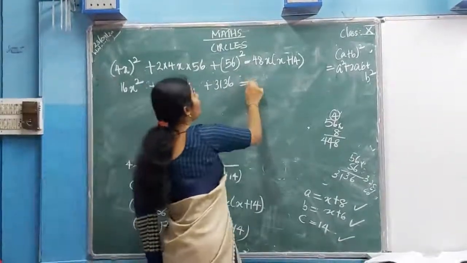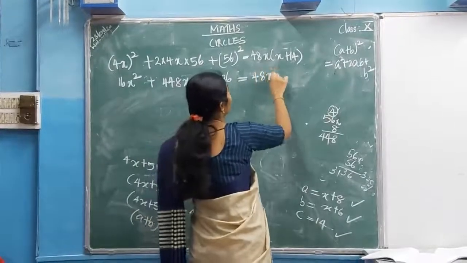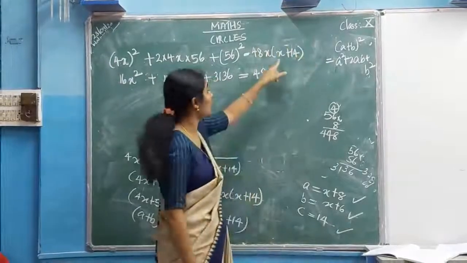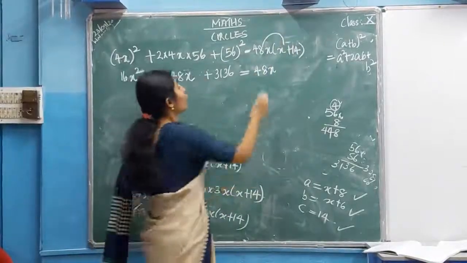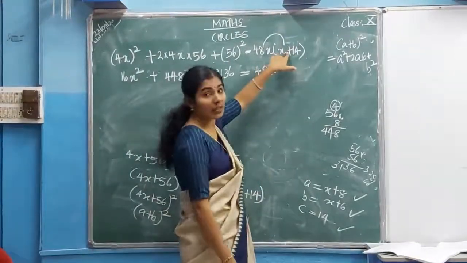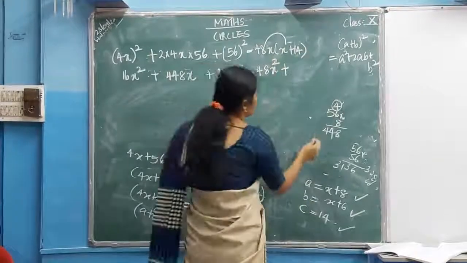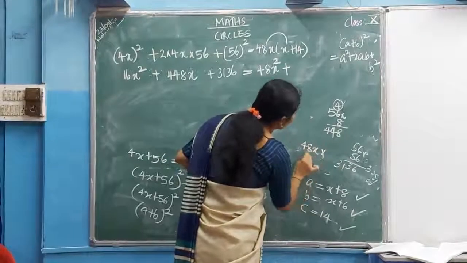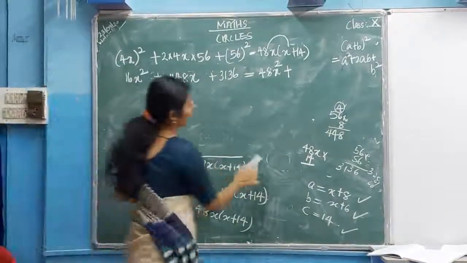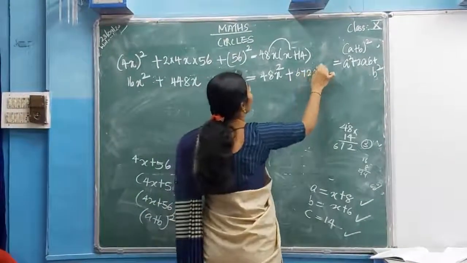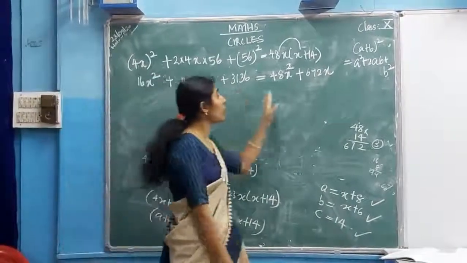Now when you are opening this bracket, you will get 48x into (x plus 14). You should multiply with each term in this bracket. So what will you get? 48x into x is 48x square. x into x is x square. 48x square plus 48x into 14. First of all, you should find what is 48 multiplied by 14. 672x. Now you should solve the two equations and find the value of x.